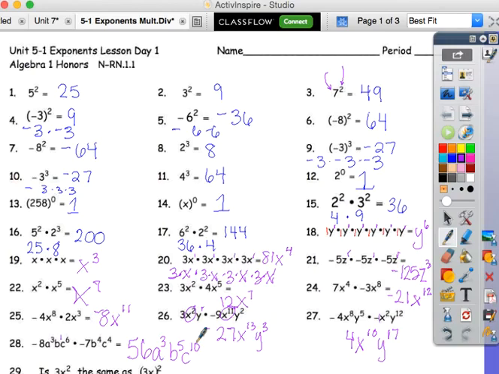Okay, all you're doing is adding the exponents. Then you just put them right after each other. A, B, yep, all side by side because that means multiplication.